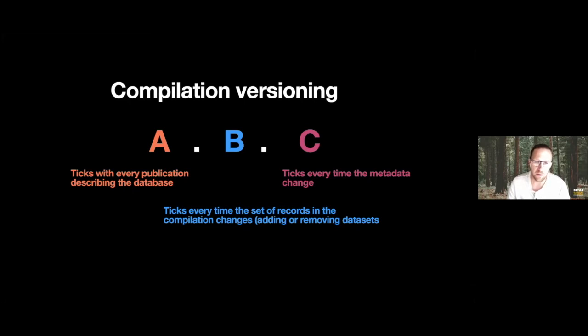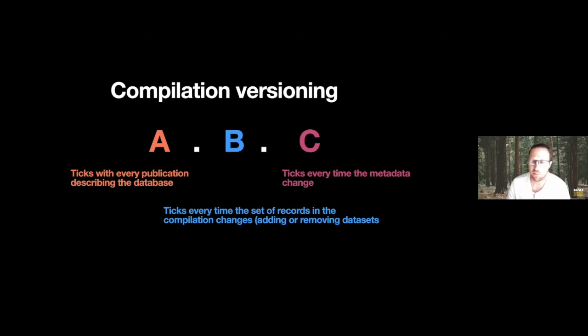B, the middle one, increases every time the set of records changes. So if you add a new data set or remove one, or replace one, then that would tick. And then the last one changes only if the set of records stays the same, but the metadata change, then you would tick the third one.